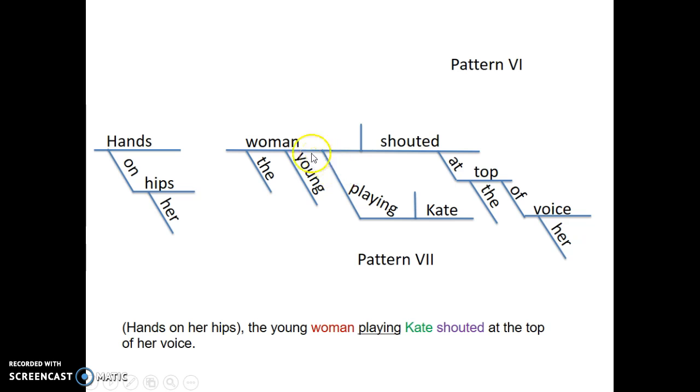So now we do sentence patterns. We have subject, intransitive verb makes the main sentence a pattern 6. And then we do have a participle that needs to be identified with a sentence pattern. So playing is an action verb. Kate is the direct object. So we have a pattern 7.